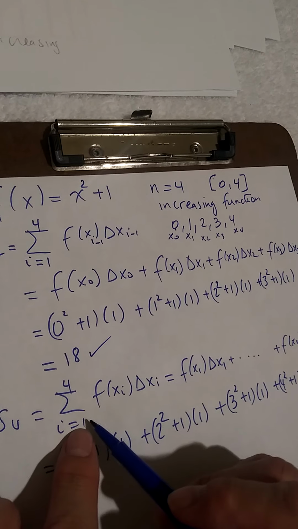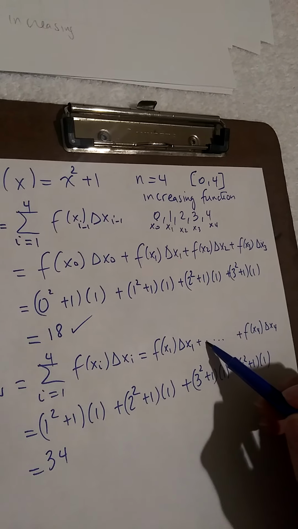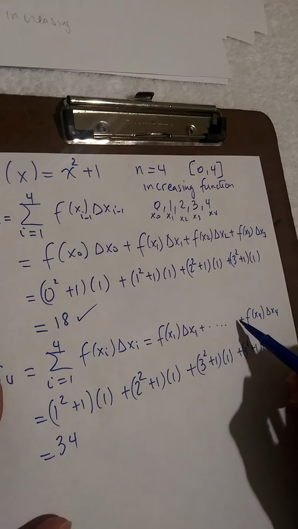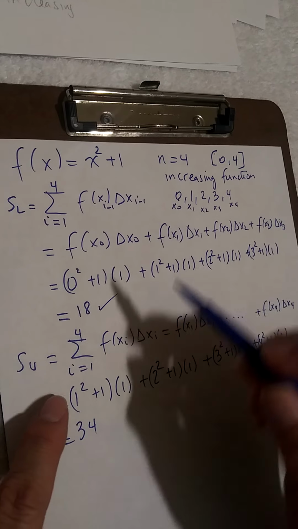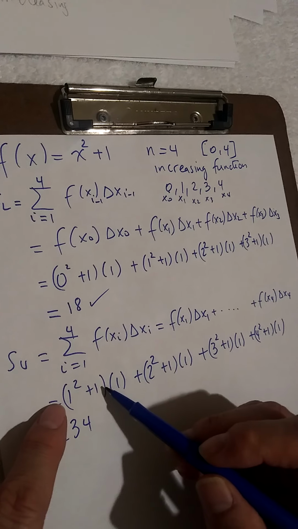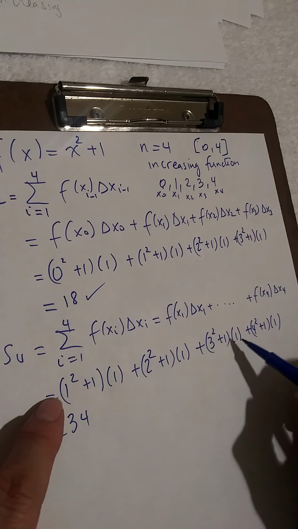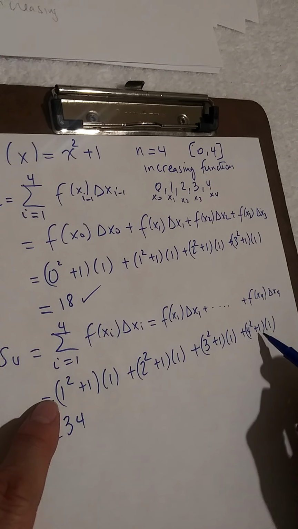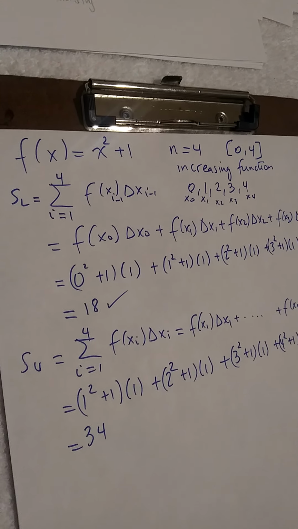So it'll be, first number is f of x1 times delta x1 plus f of x2 delta x2 plus f of x3 delta x3 plus f of x4 delta x4. F of x1, so it'll be x squared plus 1. That's 1 squared plus 1 times 1 plus 2 squared plus 1 times 1 plus 3 squared plus 1 times 1 plus 4 squared plus 1 times 1. When you add all of this up, you end up with 34.